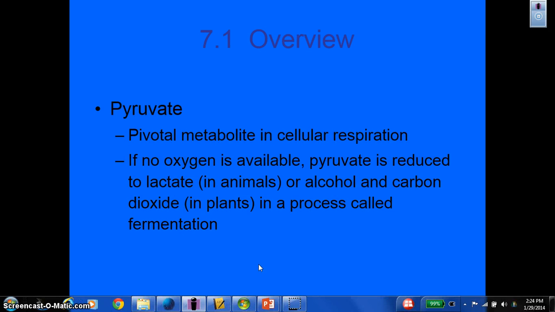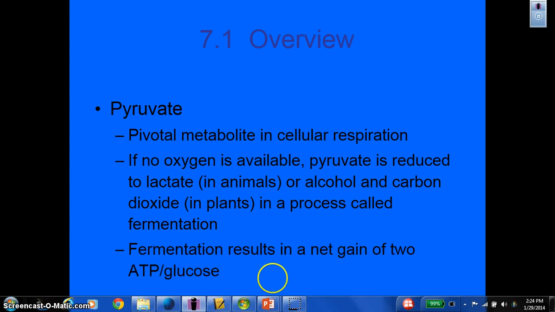Pyruvate is a very pivotal metabolite in cellular respiration. If there's no oxygen available, pyruvate gets reduced to lactate in animals or alcohol and carbon dioxide in plants, and that's a process called fermentation. Fermentation is going to result in a net gain of 2 ATP per glucose molecule, which is not a great return. However, it's still a return of ATP even without oxygen being present.